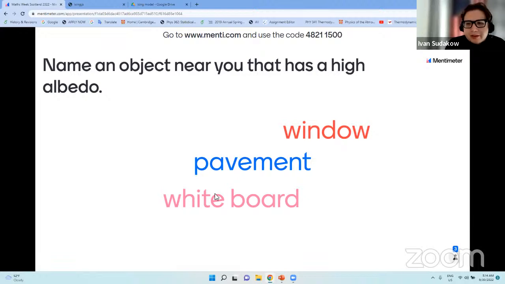So pavement, what color is it? It's black, I guess. And it should absorb the energy, right? It has a lower albedo, I guess.